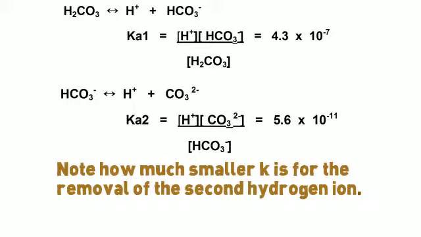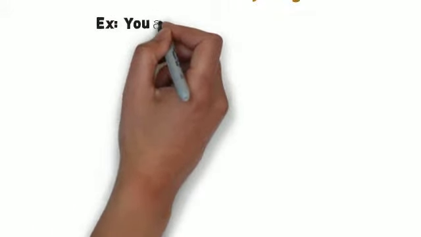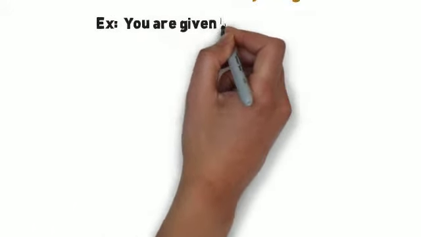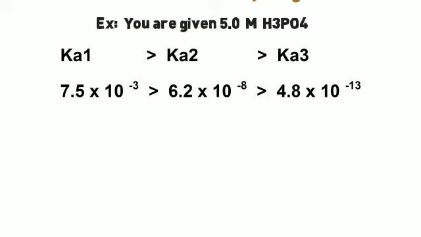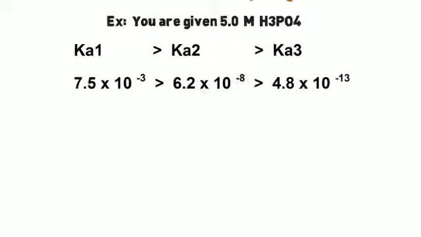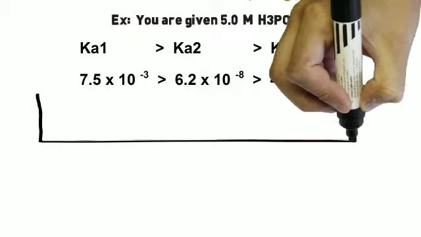Now I'm going to walk you through an example. In this example, I'm going to condense the steps from the previous ones. So now that you have the idea, I think you can condense them. So you're given H3PO4. This has 3 hydrogens. This is a 5.0 molar solution. Please look at K1, K2, and K3, and you can see quite the difference between them. Take a look at those.